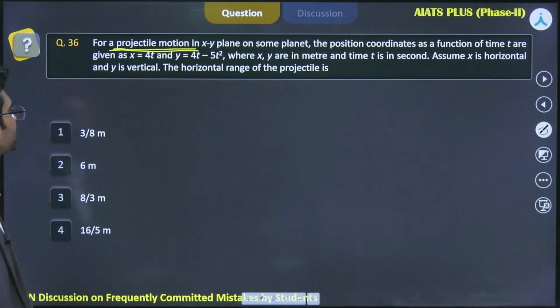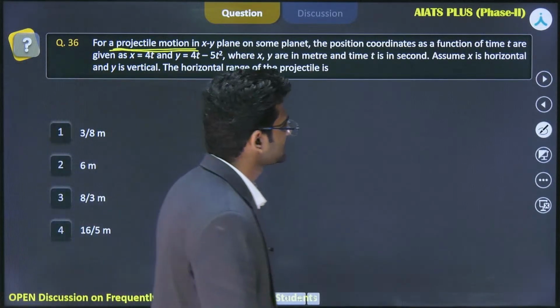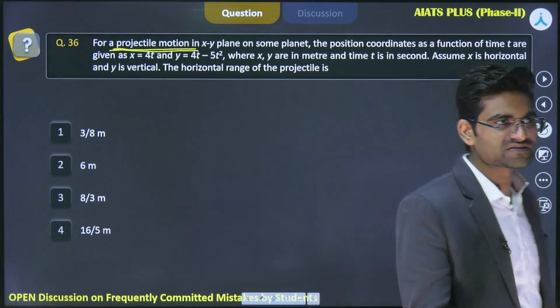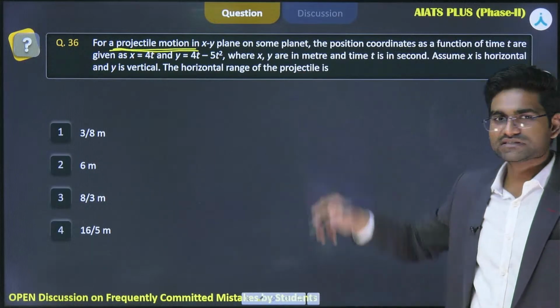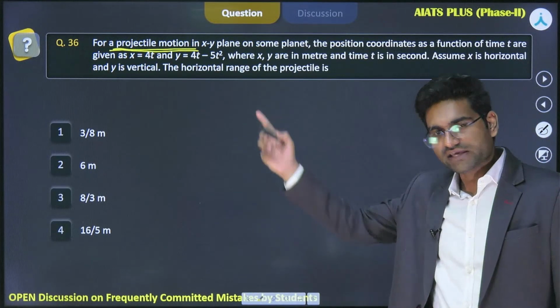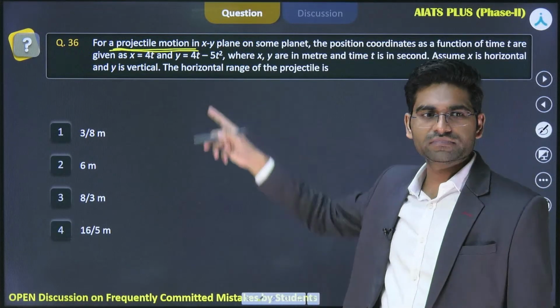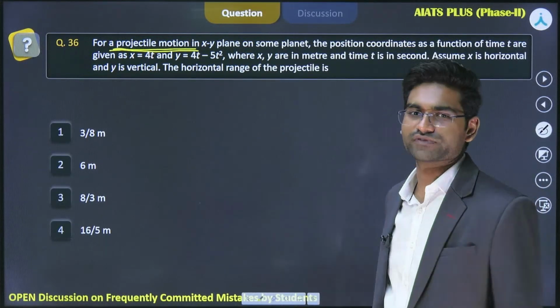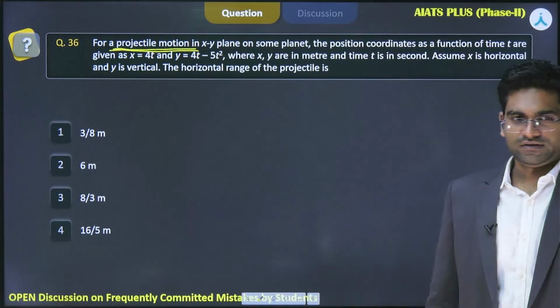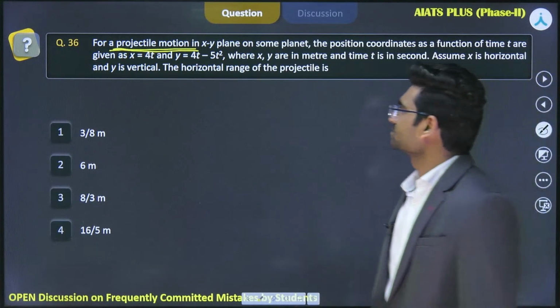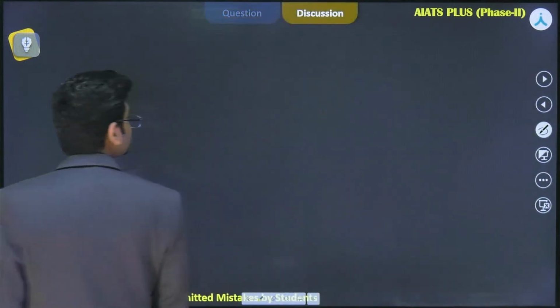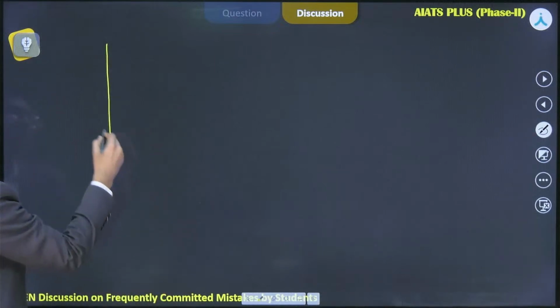Assume x is horizontal and y is vertical. The horizontal range of the projectile is, okay, x is horizontal and y is vertical. These two equations are given, x as a function of time and y as a function of time, and we have to find the horizontal range of the projectile. All right, so let's see the concept of projectile motion then.